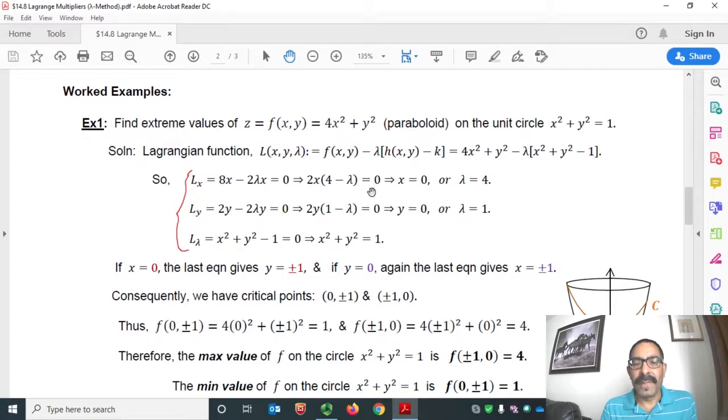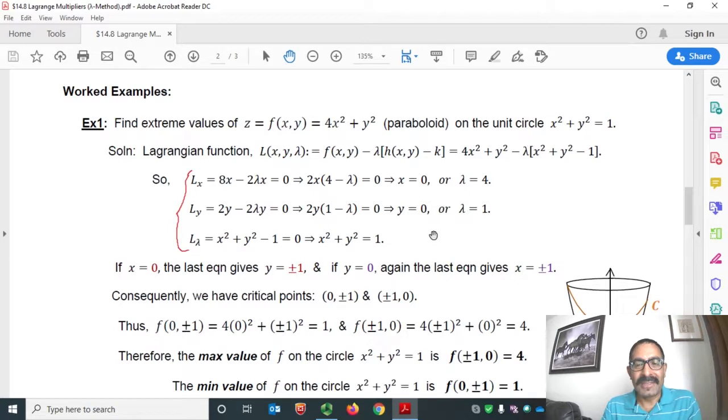Third line here, take the partial derivative of L with respect to lambda. So the x squared term goes to 0, the y squared term goes to 0, so only the constraint part remains. That gives x squared plus y squared minus 1. Set it equal to 0. I forgot the minus sign here, I have to multiply by minus, but when you set it equal to 0, that minus disappears. So we have x squared plus y squared minus 1 equals 0. This implies x squared plus y squared equals 1. I hope this makes sense to you all.